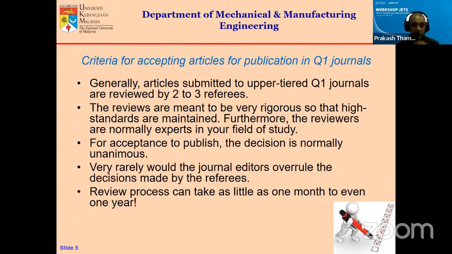So finally, the review process can take as little as 1 month to even 1 year. Society journals have gone to 1 year. Letters and all that, like PRL, Extreme Mechanics Letters, can take as little as 1 month too. I've got only one paper accepted in under 1 month. That was when I was a PhD student. It never happened ever after that.